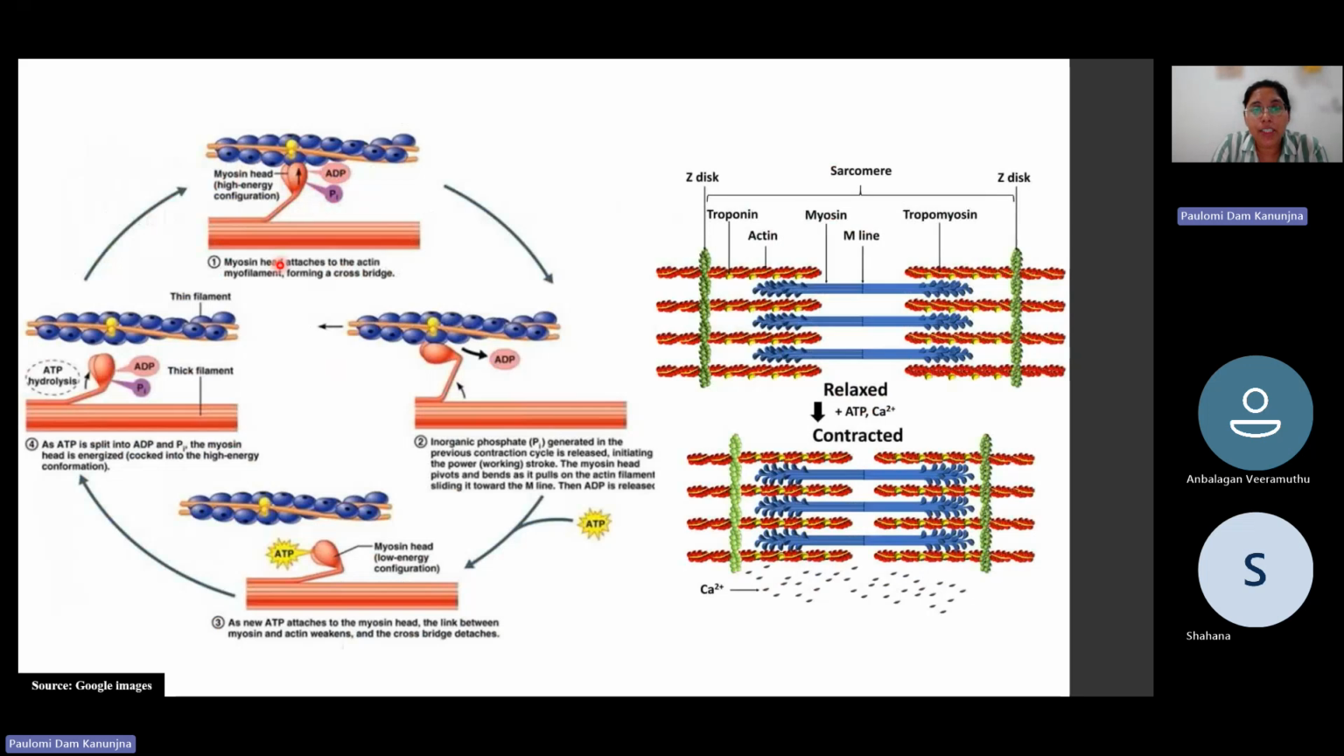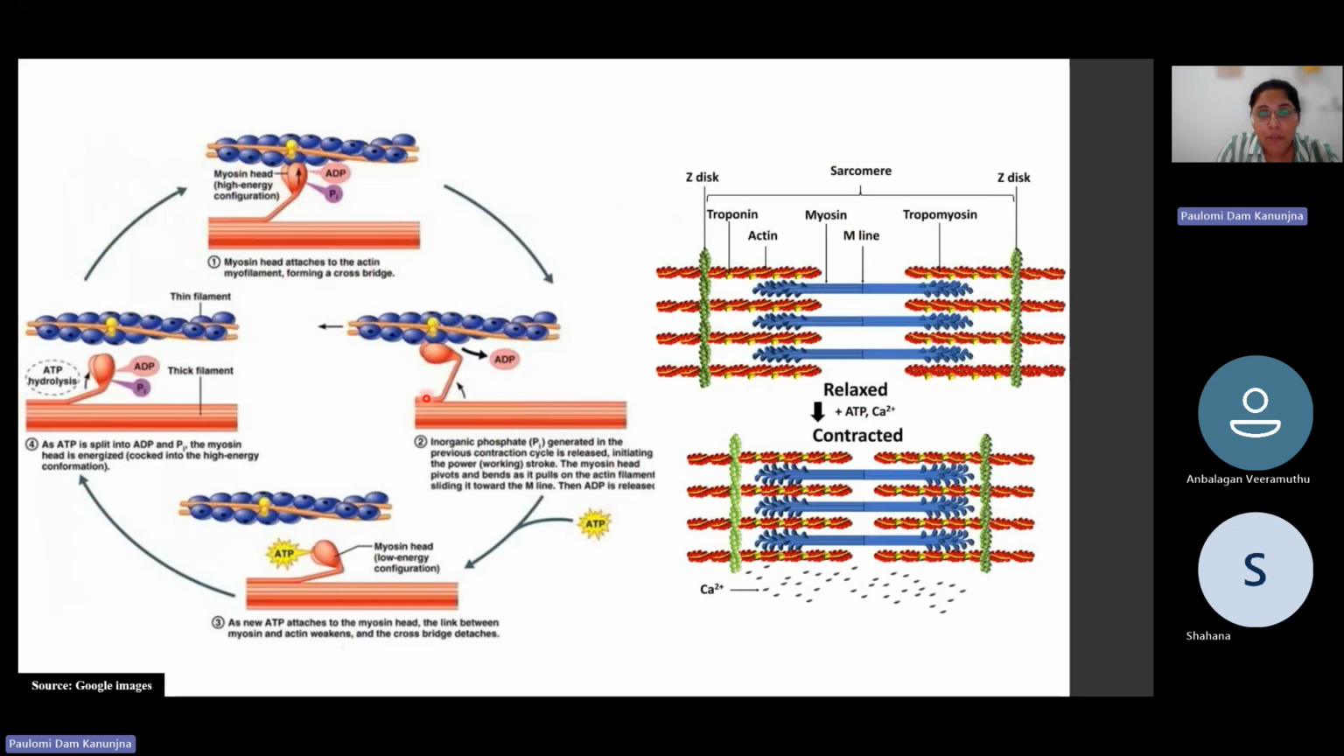Okay. So first, your myosin head attaches to the actin of the myofilament, and this is called cross bridging. This flips and attaches to the actin here, so that's forming a cross bridge. Now, after this has happened, the inorganic phosphate, which is generated by hydrolyzing ATP in the previous cycle, is released. And this begins the power stroke.